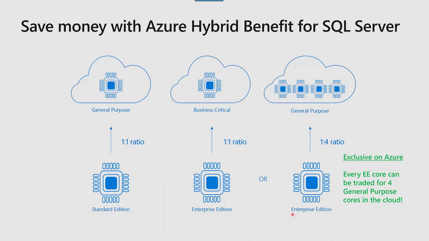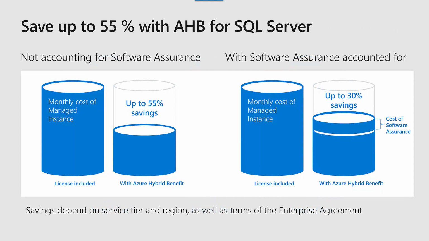So they are saying if you have Enterprise edition and want to go to General Purpose, because Microsoft is managing this one, you say you want to use General Purpose. In exchange for one core, you get 4 cores of Azure SQL Server General Purpose. Okay? These benefits are exclusive on Azure. So AHB is AHub, Azure Hybrid Benefits. Okay.